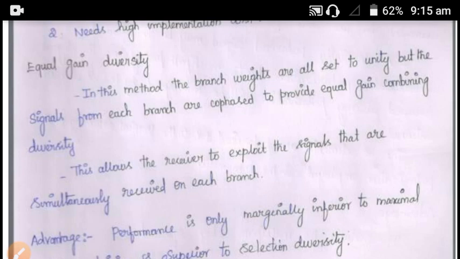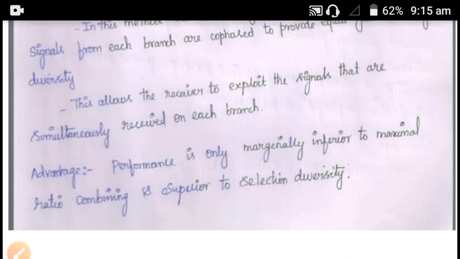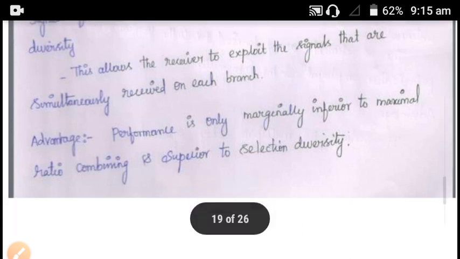This allows the receiver to exploit the signals that are simultaneously received on each branch. The main advantage of this is that the performance is only marginally inferior to maximal ratio combining and superior to selection diversity.